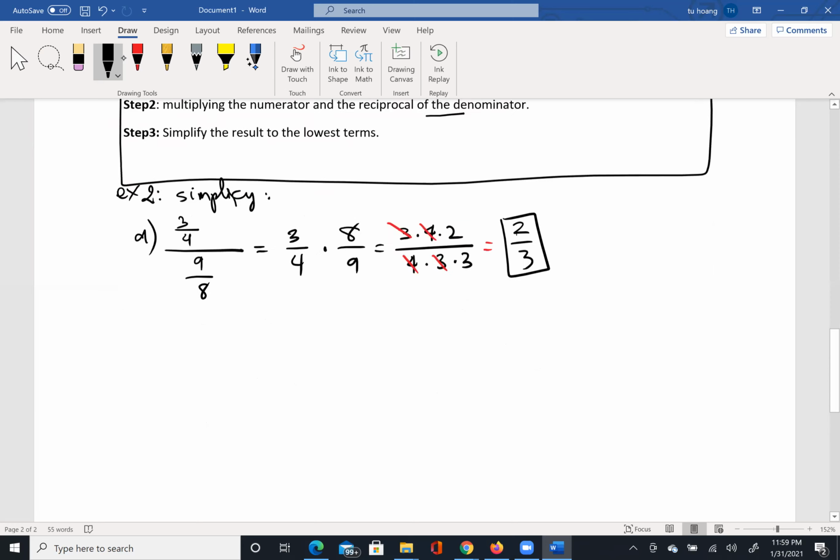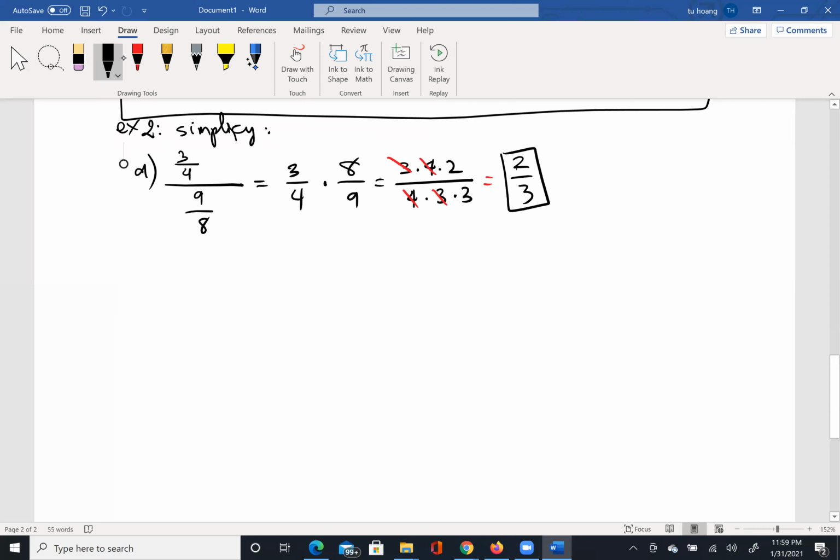Let's try to do another one. Let's see. I have D as, let's say, 3 and 3/4 over 1 and 1/2. Okay, so step 1, right? Step 1. I want to write both the denominator and the numerator as a single fraction.